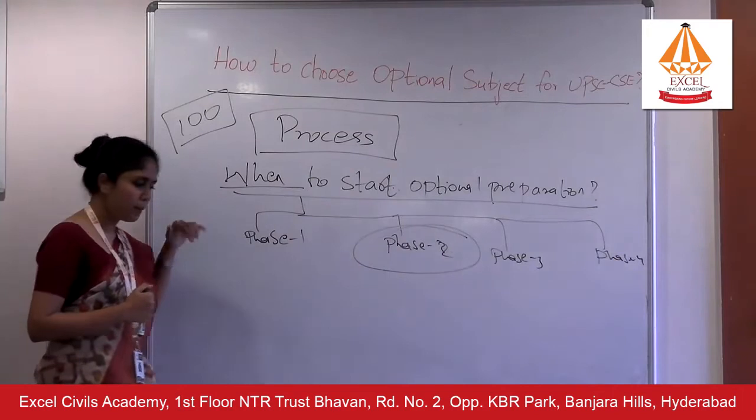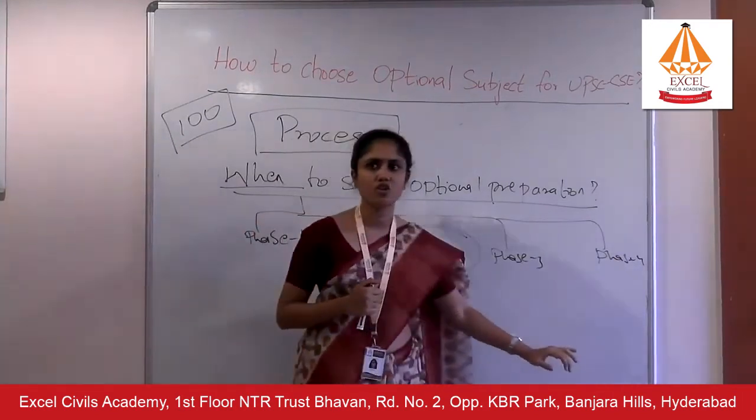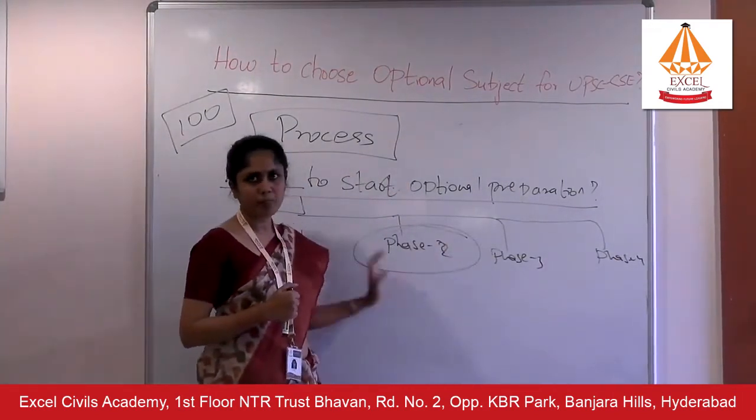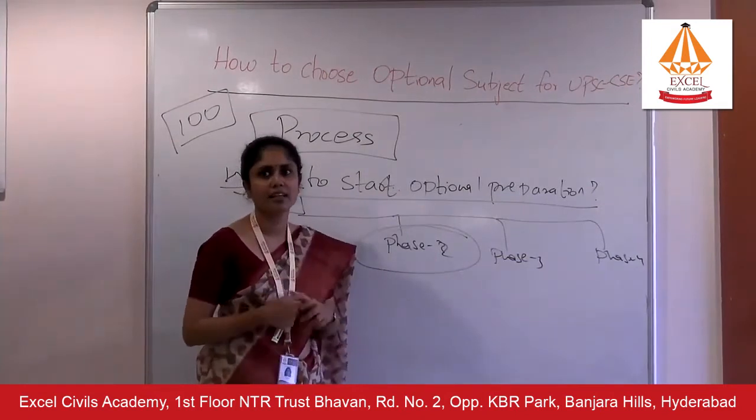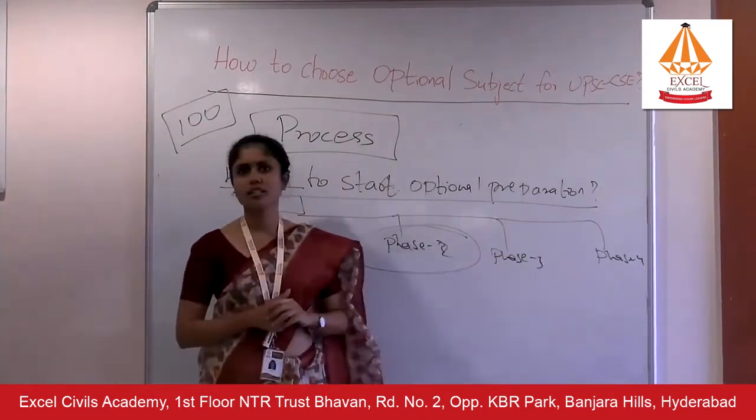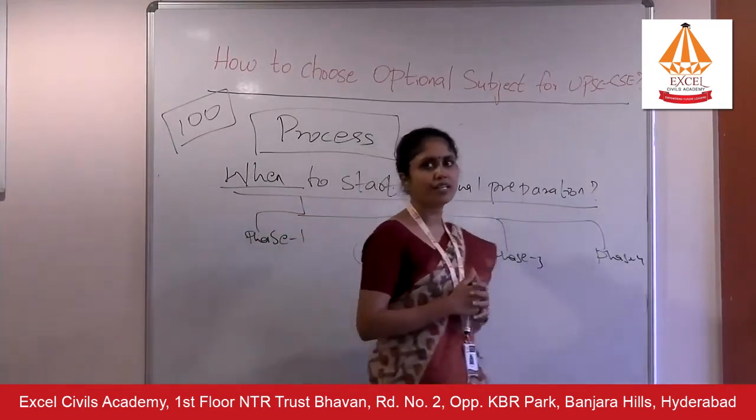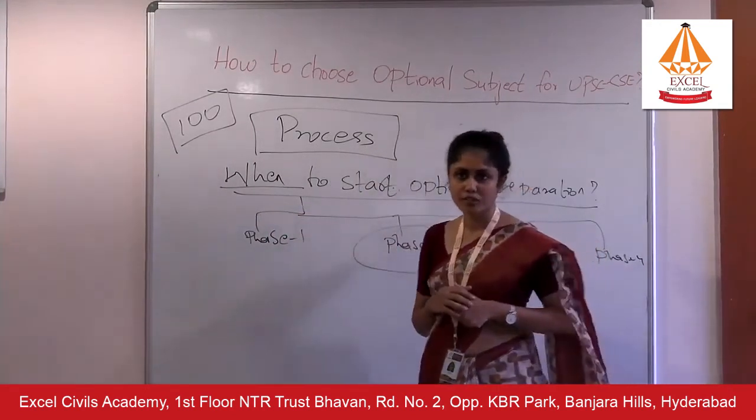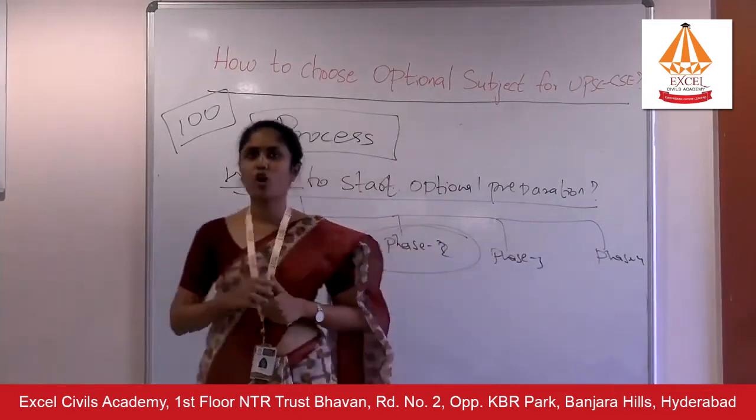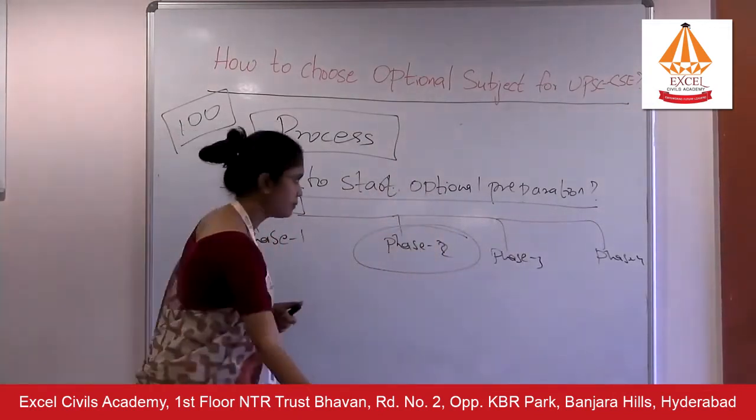It is even better to finish your optional preparation in 6 months. After 2-3 months of familiarizing with the basic concepts like your NCERT books and some other basic sources, in phase 2, within 6 months, you try to finish your entire optional syllabus. Okay.